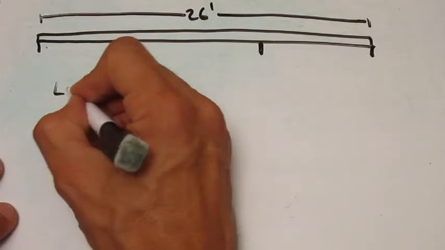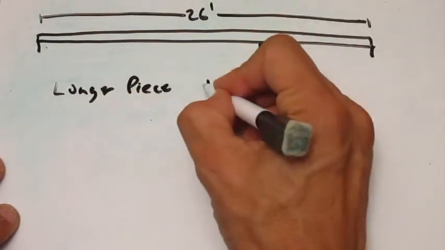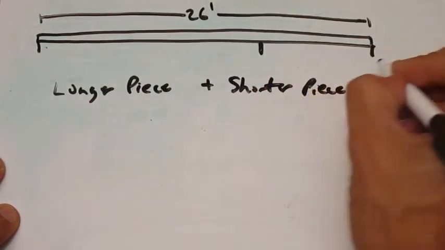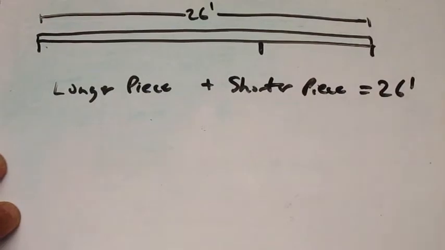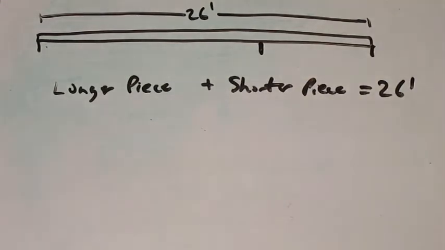We're not sure how long each piece is, but we know that the longer piece plus the shorter piece is going to equal 26 feet. That's what they tell us, so that's what we know. Now the question is, how long is each piece? We've got a longer piece and a shorter piece, and together they equal 26 feet.